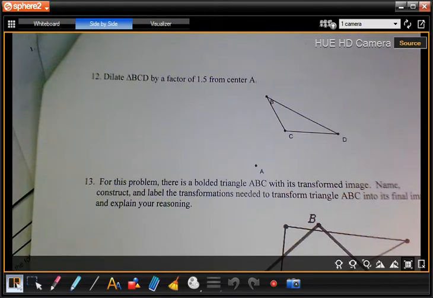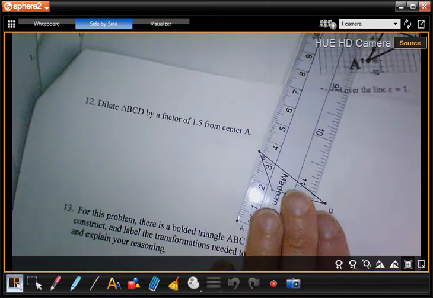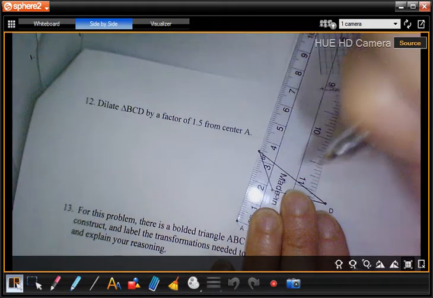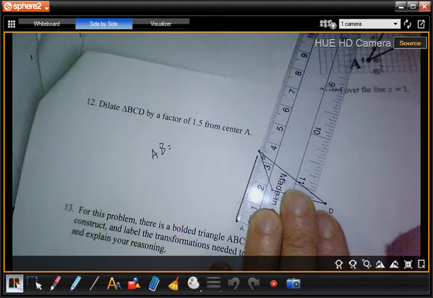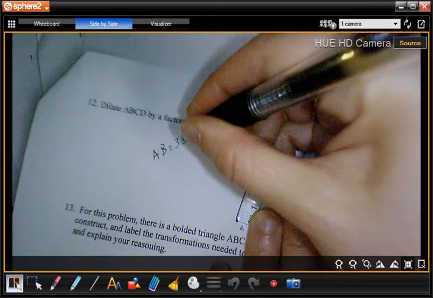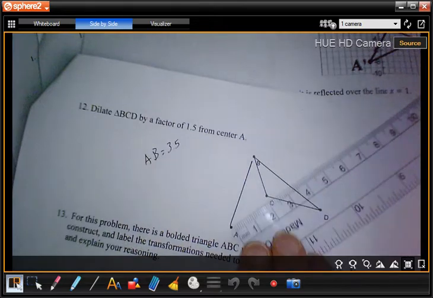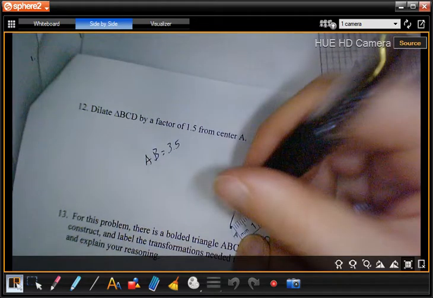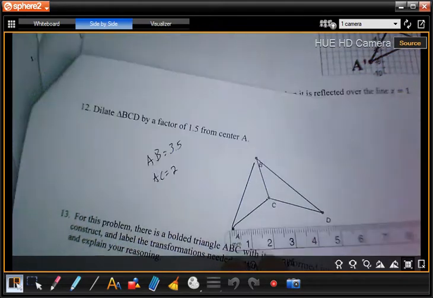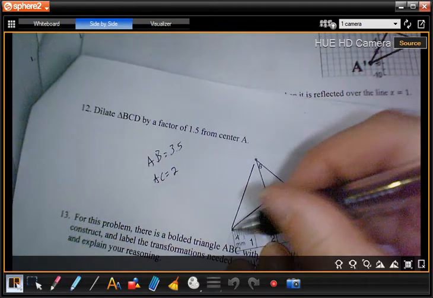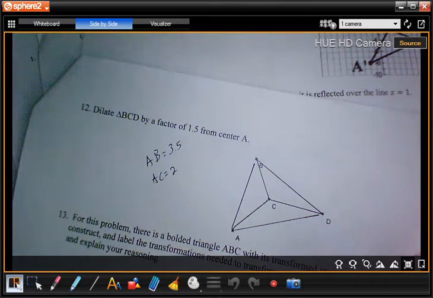All right, turn your paper over. We're looking at a dilation first. This is where you need your ruler. I'm going to measure from A to B, and A to B, I'm going to say is 3.5. Then I'm going to measure from A to C. I'm going to call that 2. Then I'm going to measure from A to D. I'm going to call that 4.